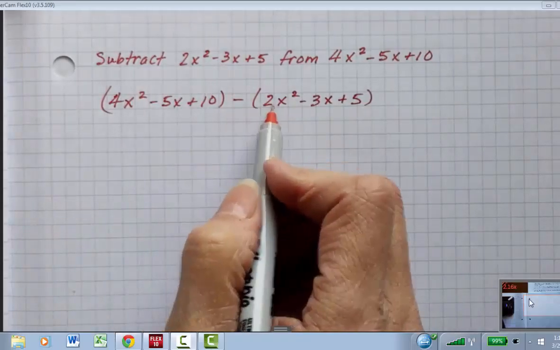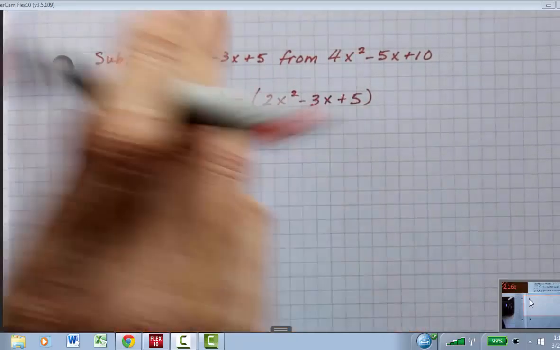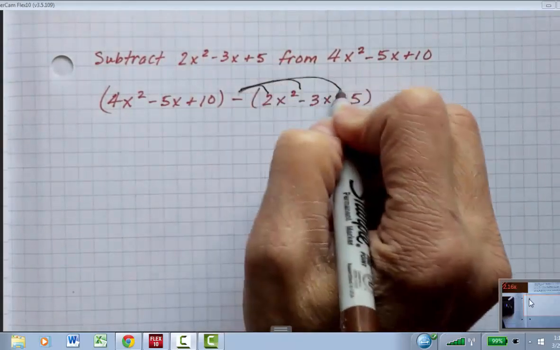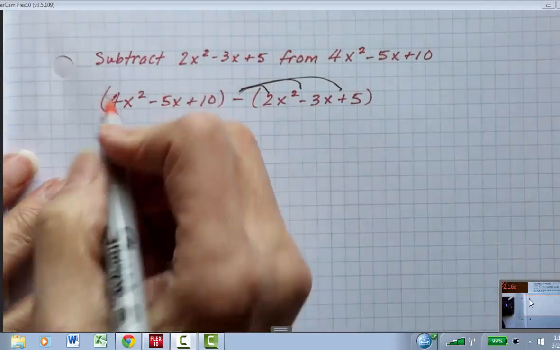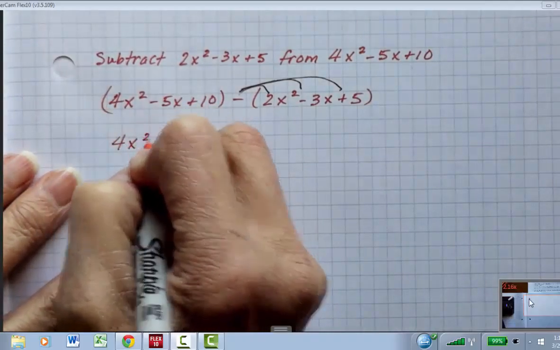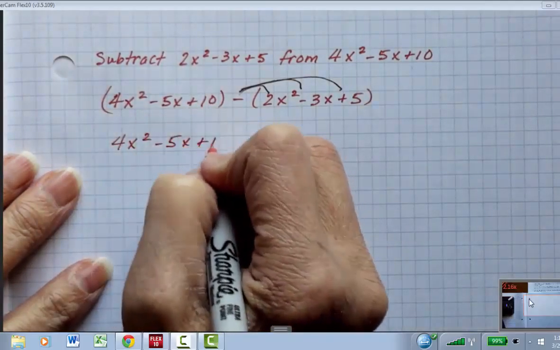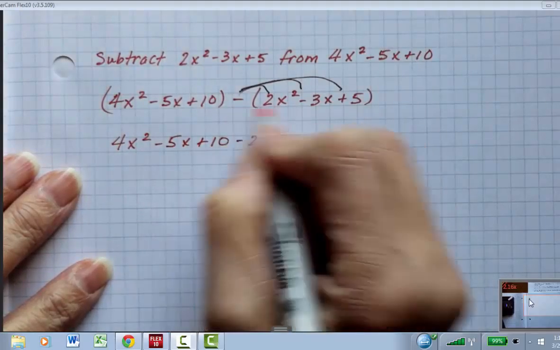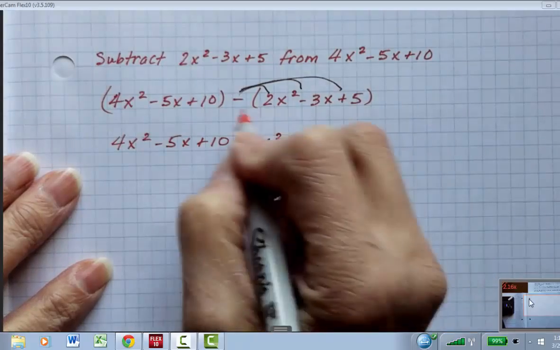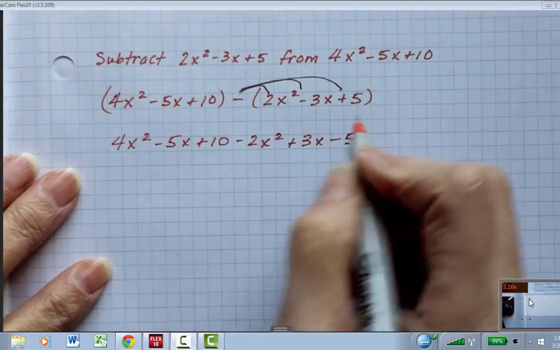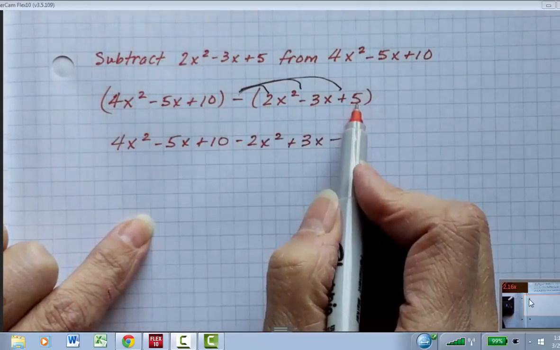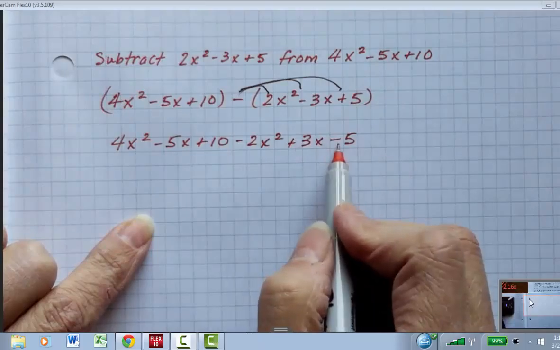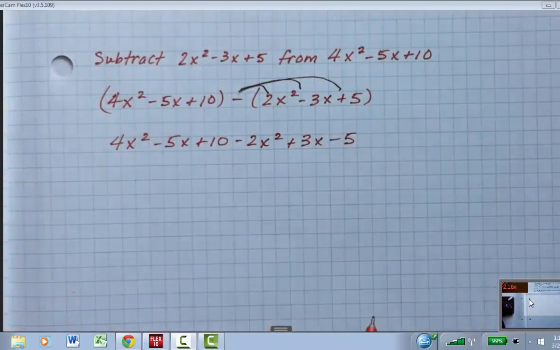When I do my subtraction, I need to make sure that I carry my subtraction sign through, and I make sure to change the signs of every term inside of my second polynomial. So this becomes 4x squared minus 5x plus 10 minus 2x squared plus 3x minus 5. So notice that my terms inside the polynomial were positive, negative, positive, and now they've become negative, positive, negative. So they change the signs inside the polynomial.